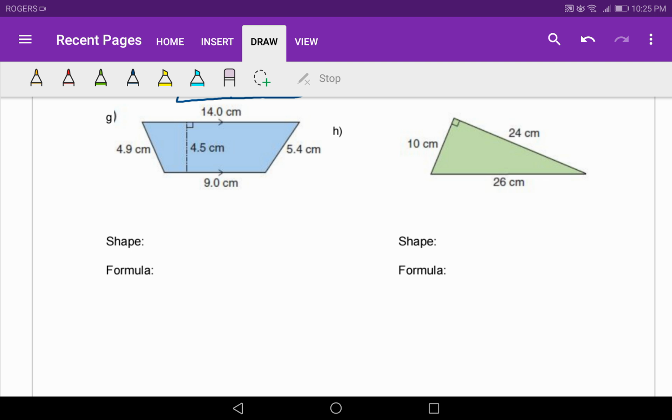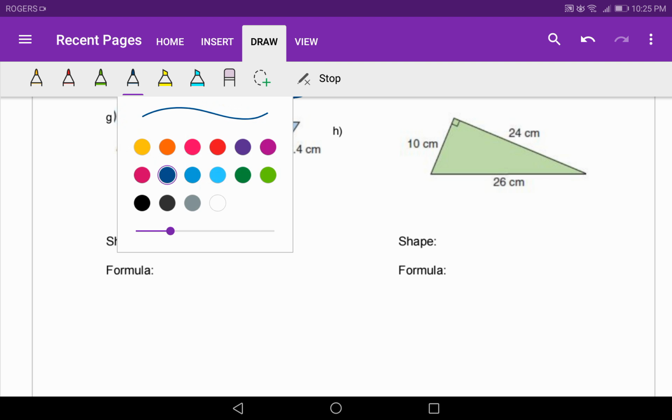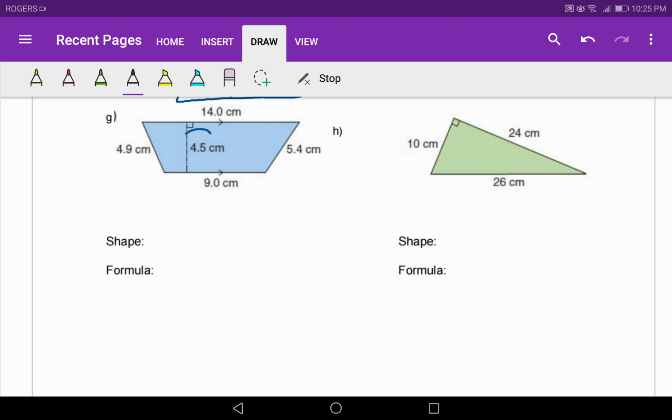The perimeter is still very basic to find. You just add up all the side lengths. And of course, when I say add up all the side lengths, I do not mean the height. When you're dealing with perimeter, you're only adding up the outside boundaries, not the height there. That height is irrelevant. It's only helpful to find the area, but not to find the perimeter.